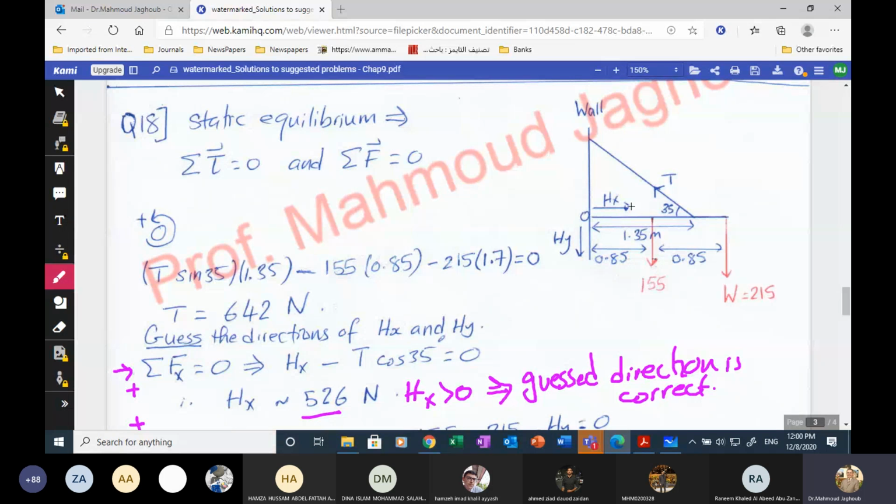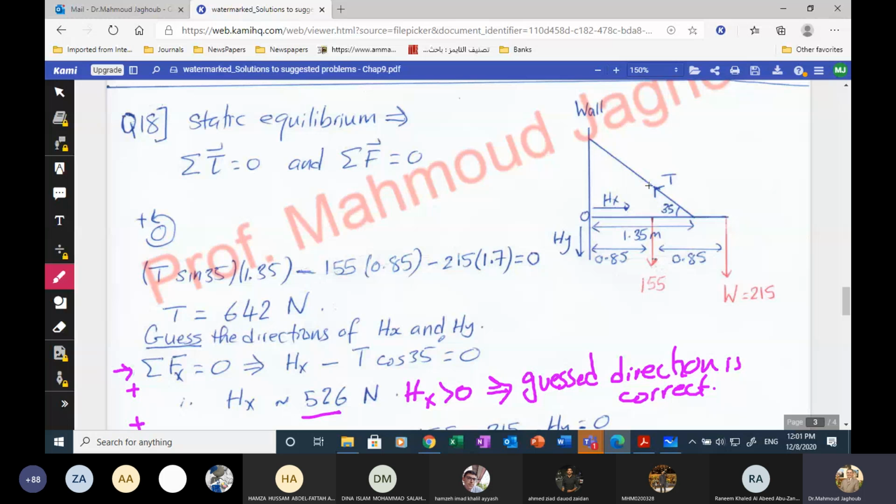But for Hx, I am sure that the direction of Hx is correct. Who can tell me why? Why should Hx be to the right? It's definitely normal to the right. Well, one way is the normal force. There is another thing. Look at the horizontal axis. What forces act along the horizontal axis? The component of the tension. T cosine 30 acts to the left.